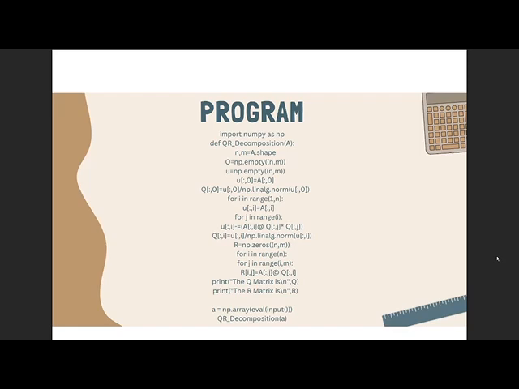QR decomposition is a method used in linear algebra to decompose a matrix into the product of two matrices: Q, an orthogonal matrix, and R, an upper triangular matrix. It's useful in solving linear systems, eigenvalue problems, and more.